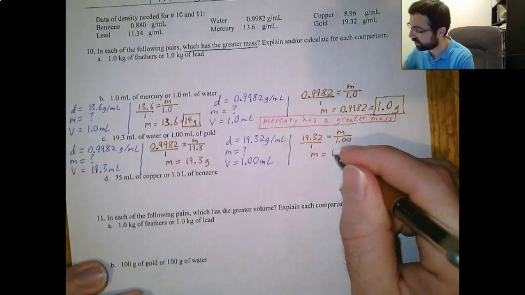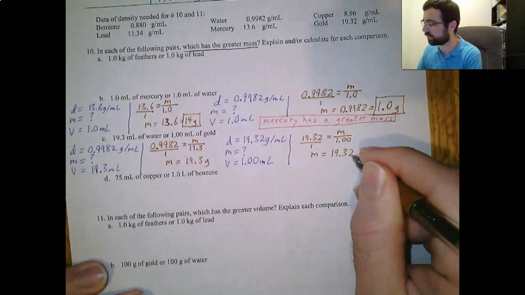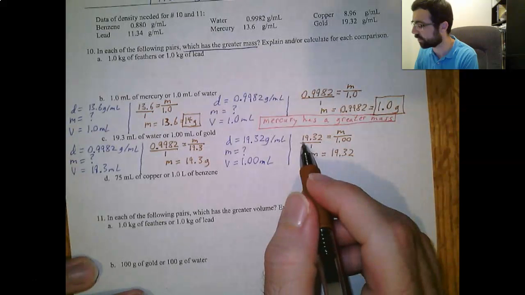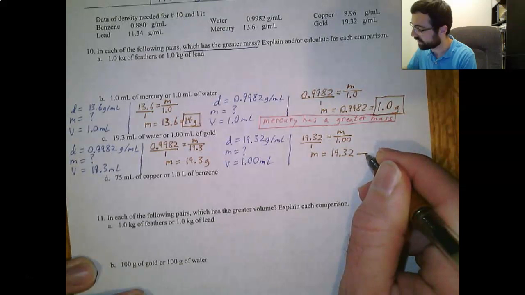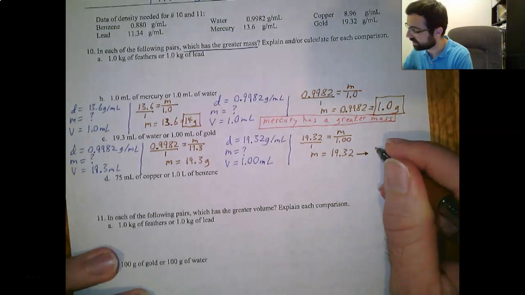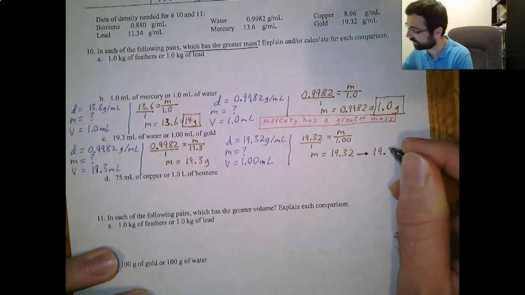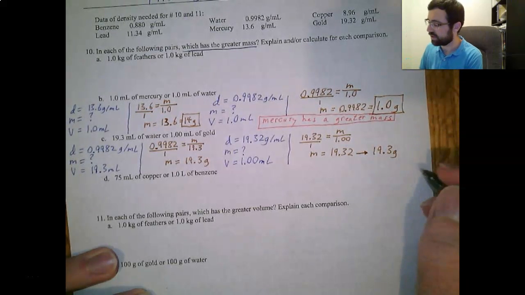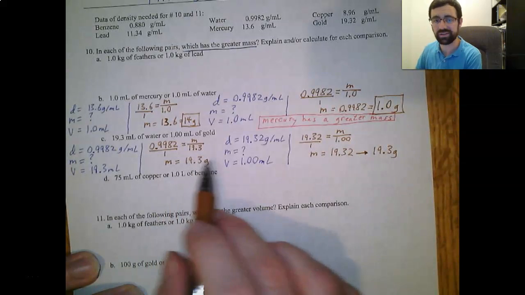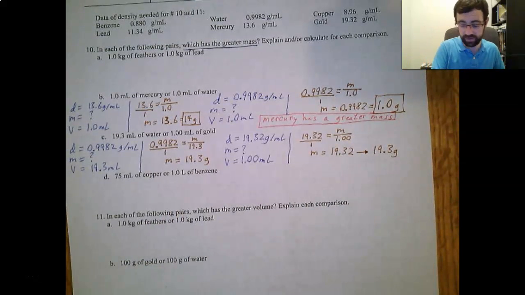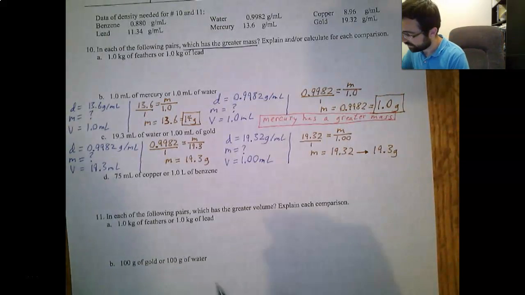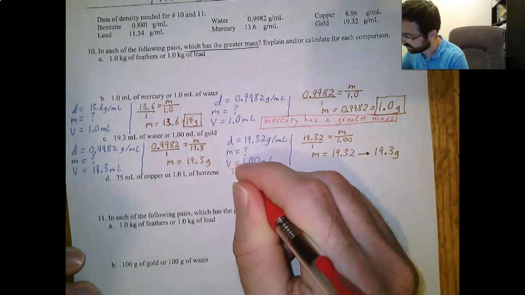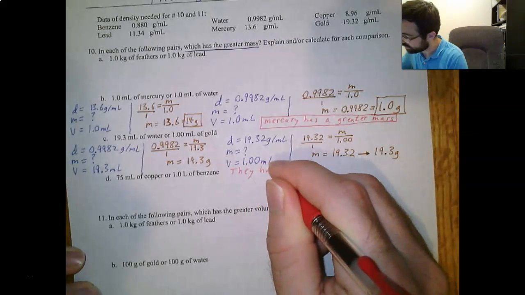M equals 1.00 times 19.32. We get 19.32, but don't forget we need to round according to the correct number of sig figs. I've got 4 here, got 3 there. This is actually going to round to 19.3 grams. You notice that these are actually the same number. So according to the sig figs that we have, we cannot actually say which one has a greater mass. They have equal masses.